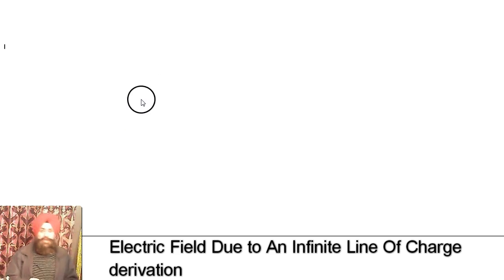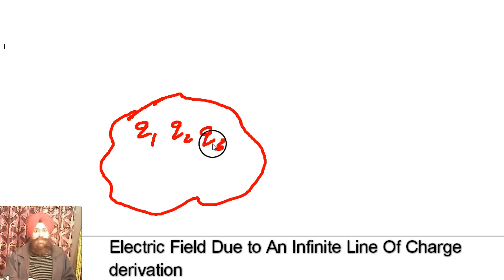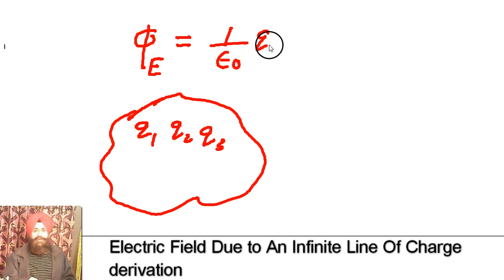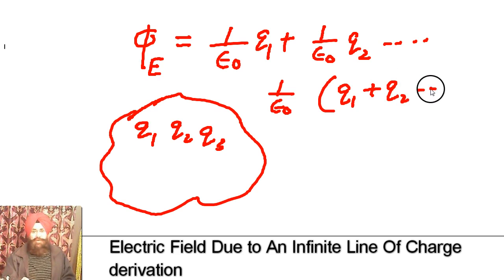Now next, if this surface contains point charges Q1, Q2, Q3 lying inside the surface, then what will be the total flux? Then total flux phi E will be equal to 1 over epsilon naught Q1 plus 1 upon epsilon naught Q2 and so on. That is 1 upon epsilon naught times Q1 plus Q2 and so on.